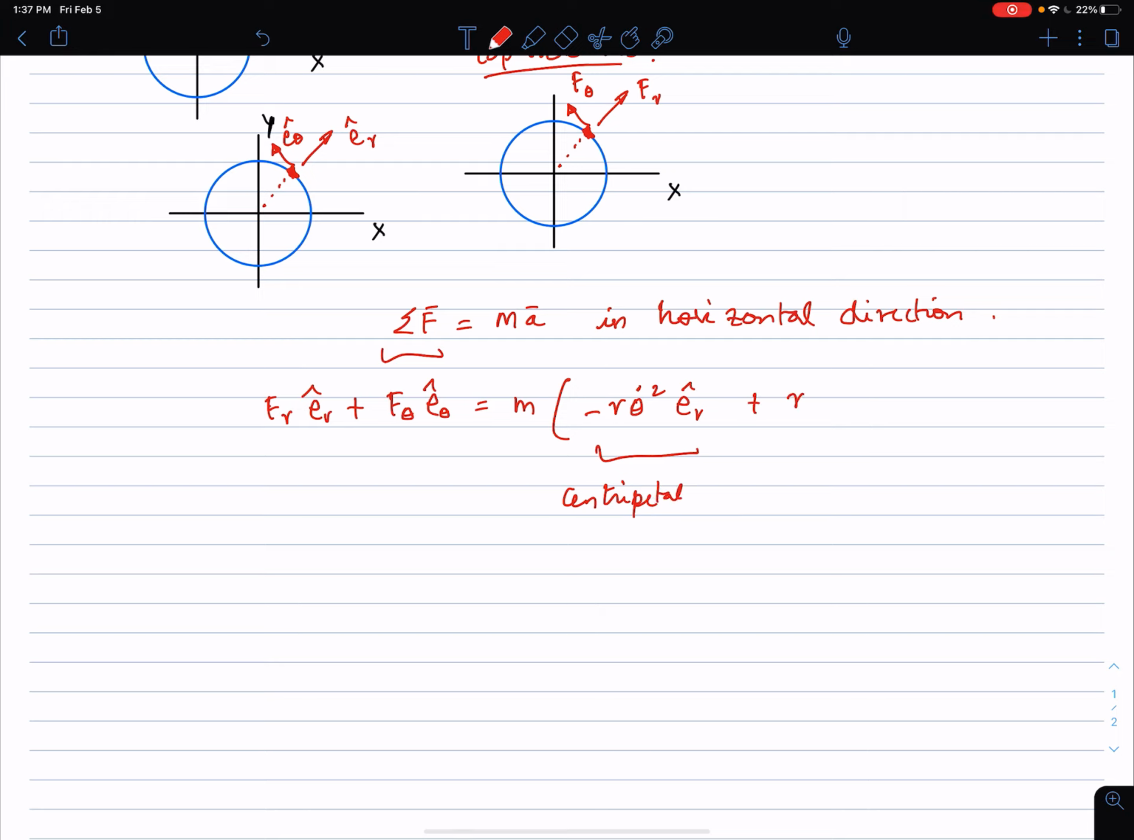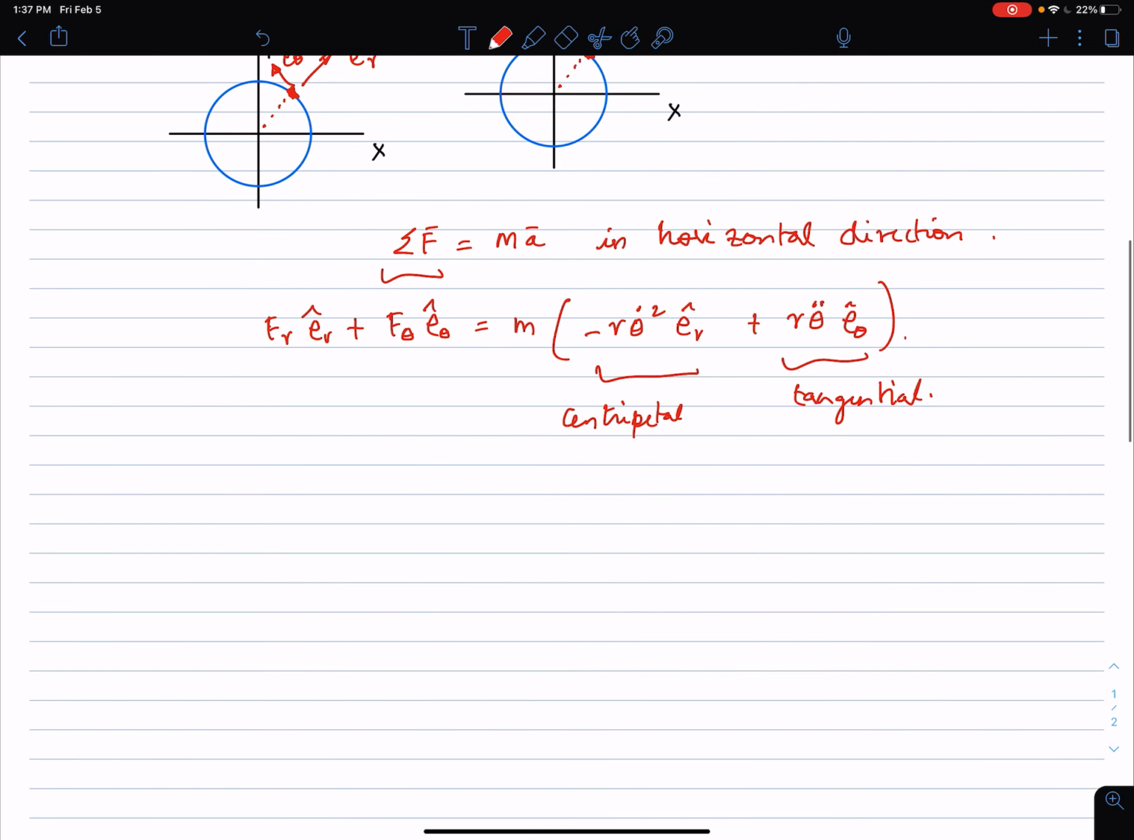And then plus r theta double dot e theta. This is in the tangential or theta direction. Okay. We could have done tangential normal as well, totally fine.